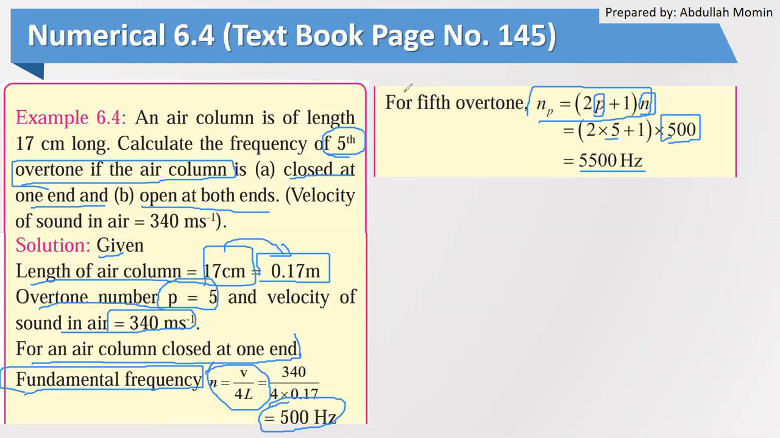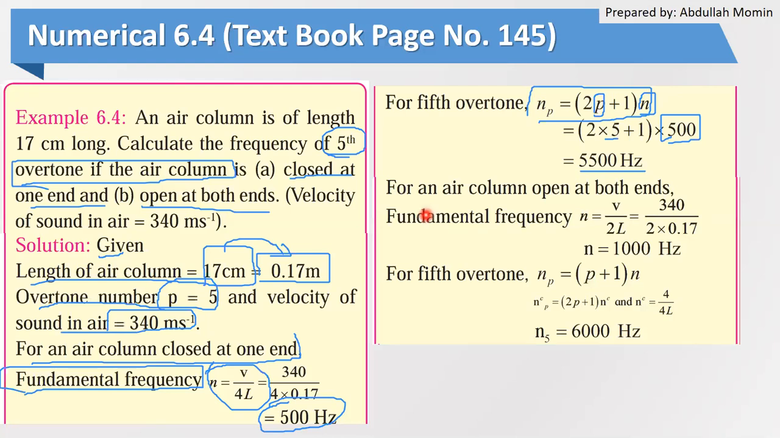Now similarly we are going to solve the frequency of fifth overtone for a pipe which is open at both ends. First we will calculate the fundamental frequency, and the formula of fundamental frequency for a pipe open at both ends is equal to v by 2L. Here v is the velocity of sound in air, and L is the length of the pipe. So we will get the fundamental frequency n as 1000 Hertz.